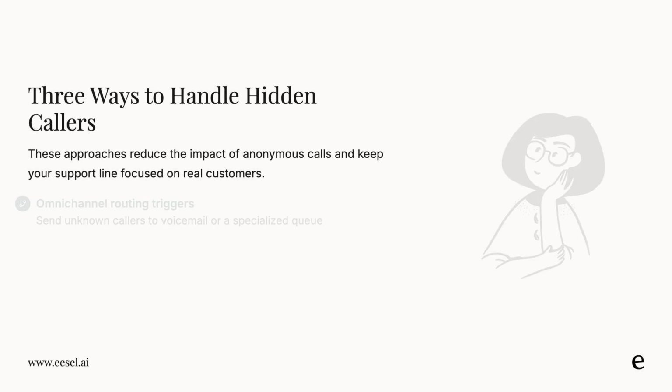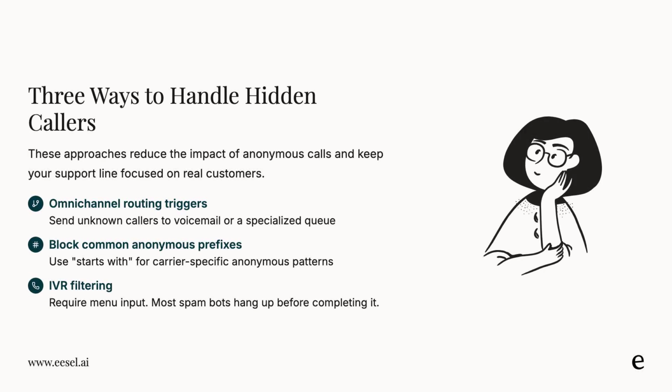You have 3 practical options for anonymous callers. Use omni-channel routing triggers to automatically send them to voicemail. Try blocking common carrier prefixes for anonymous calls with the starts with condition, or set up an IVR menu. Automated spam callers typically hang up the moment they have to press a button.